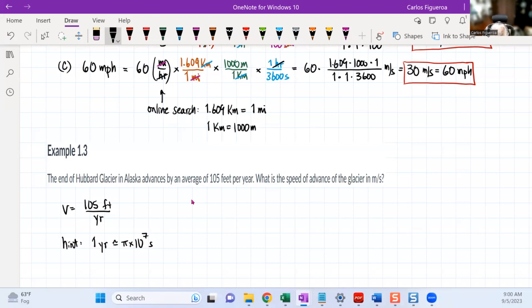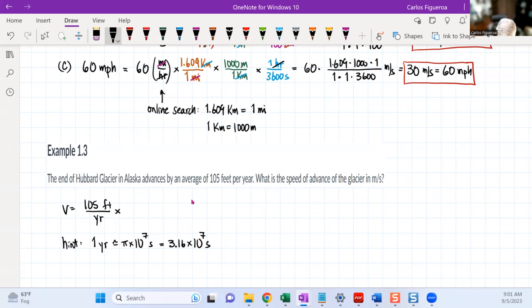And if I remember correctly, this is really 3.16 times 10 to the 7 seconds. So it's close to pi. A lot of the times on these calculations, if I don't have to worry too much about getting the right answer, I just go ahead and put in pi. That's just something that's stuck in my head. So here we go. Let's start with that.